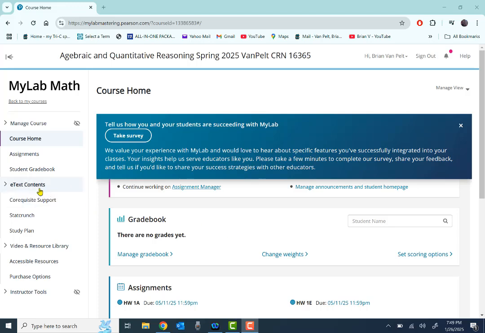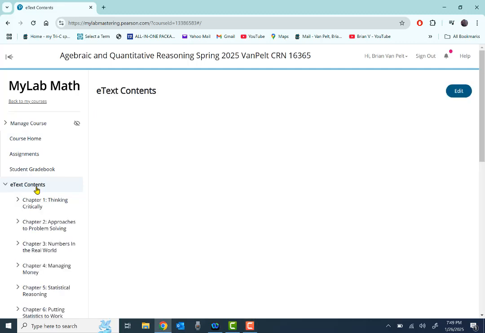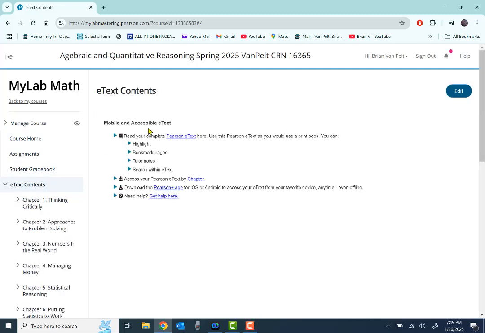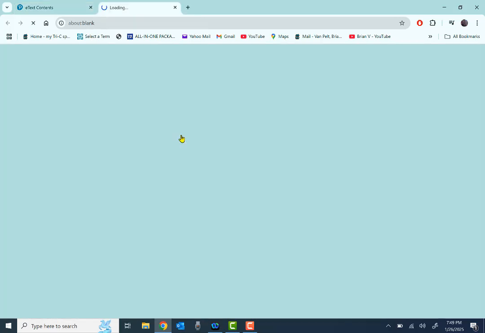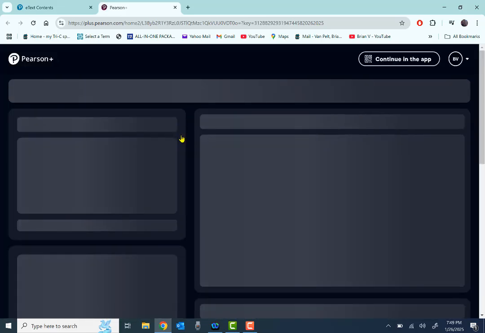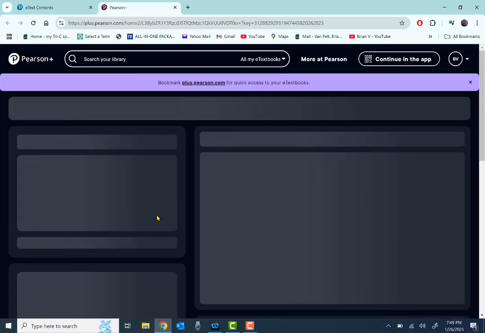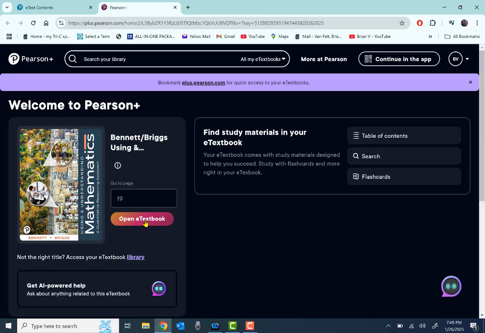So, to show you where it's at, go to eText Contents. Right now, I'm inside of my math lab. This is something you'll be doing shortly. I think the easiest place to get to the textbook is here. Now, it takes a little while to open up. That's just simply how Pearson operates within this particular environment. A lot of things must get open there. So I'm going to open it up.